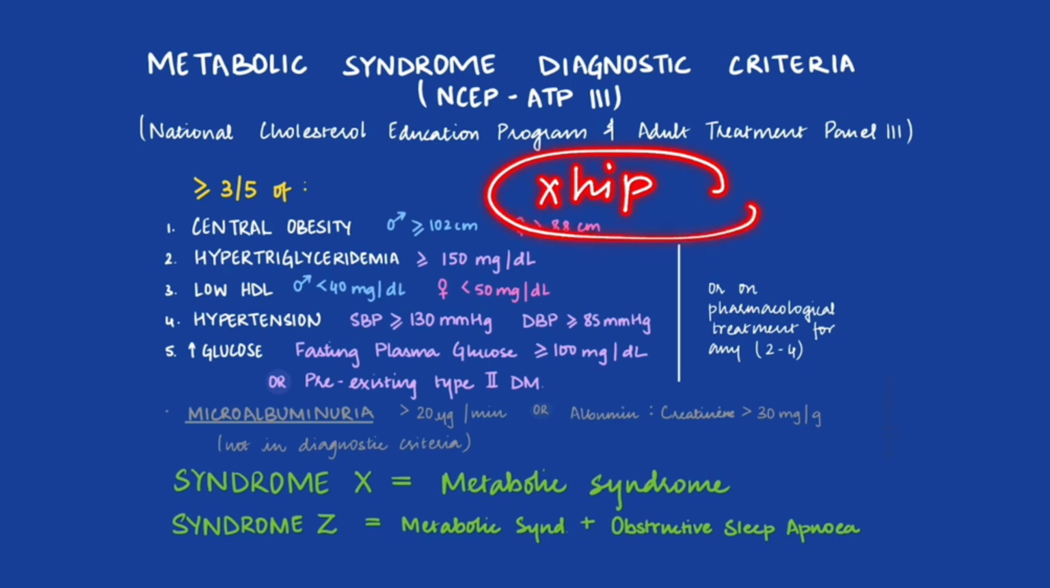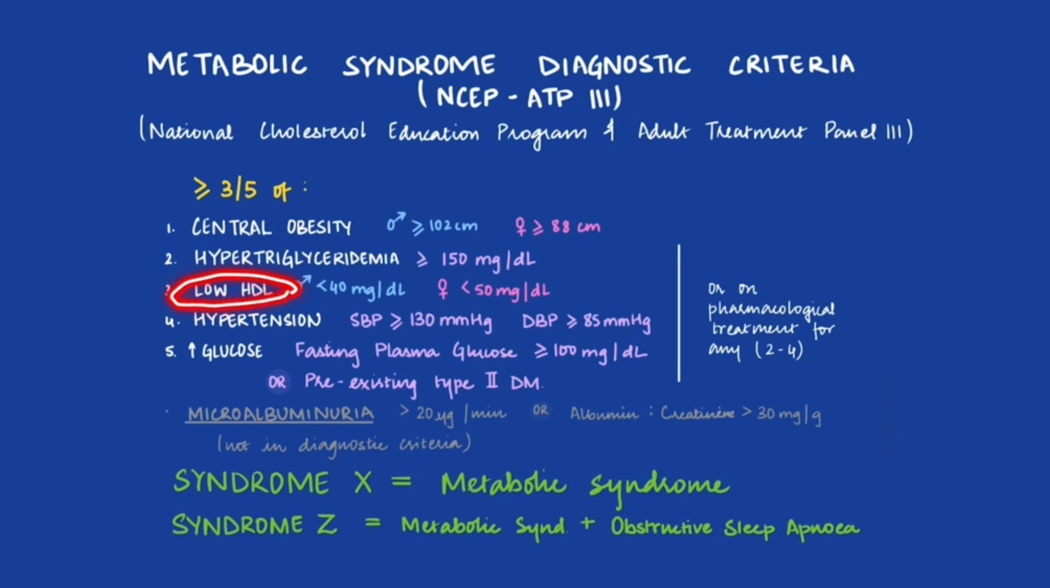This was the question that was asked in the INICET 2023 November session. In males, the central obesity of waist circumference would be more than 102 centimeters. In females, it would be more than or equal to 88 centimeters. The second point in the criteria is hypertriglyceridemia, which is more than 150 milligram per deciliter. The third criterion is low HDL. In males, it's lower than 40 milligram per deciliter, and in females, it's lower than 50 milligrams per deciliter.